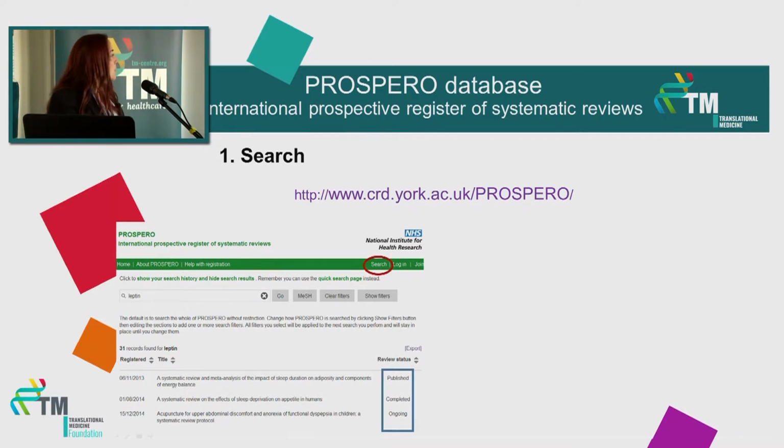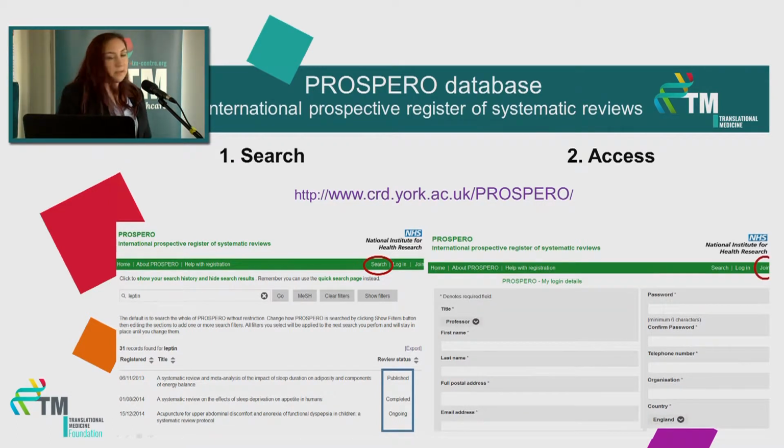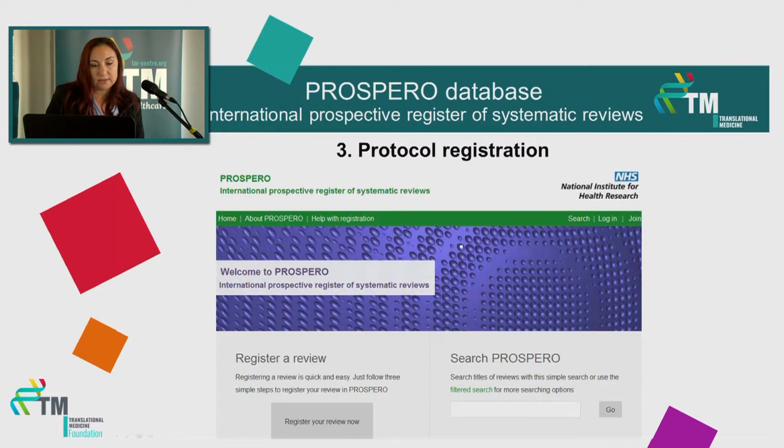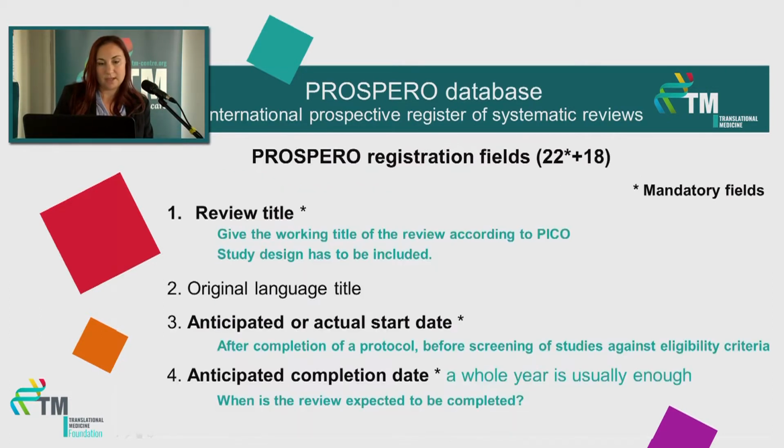After that, you should join the system. You can click join and you will get the ID and password, and after that you are able to register. After login, you just register your review. You have to answer or fill in these questions, at least the mandatory items, and this is just a presentation about practical tips on how you should do that.